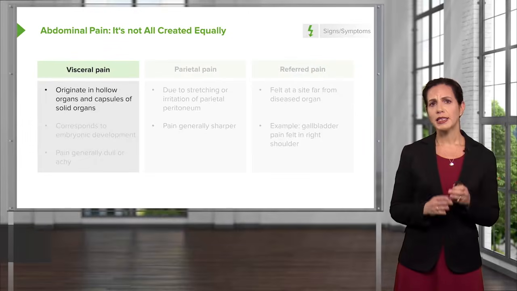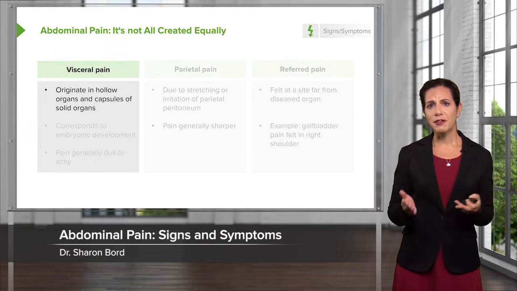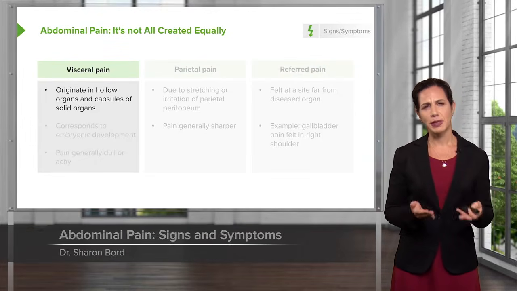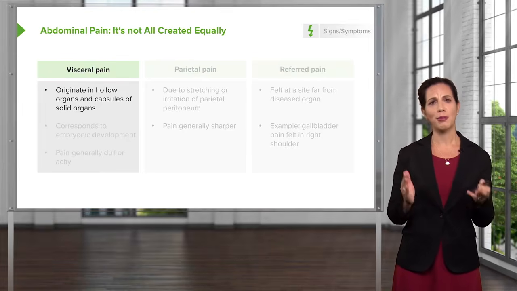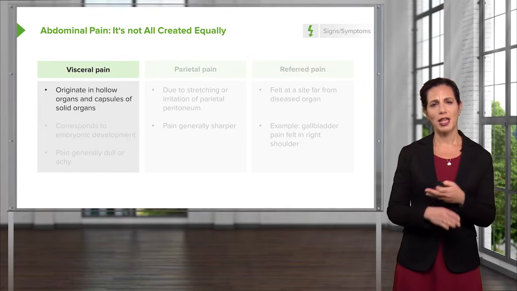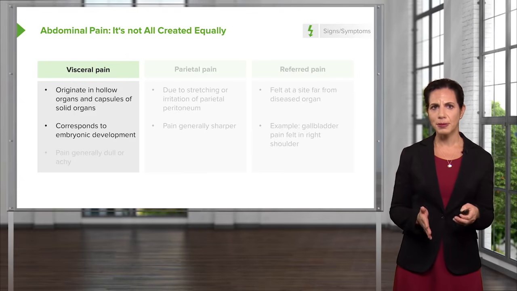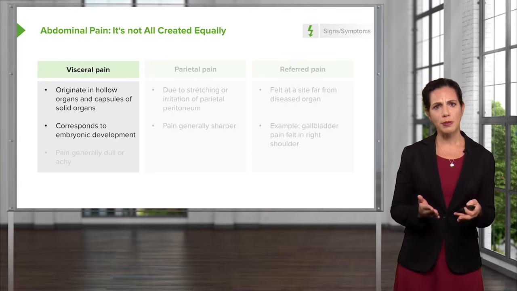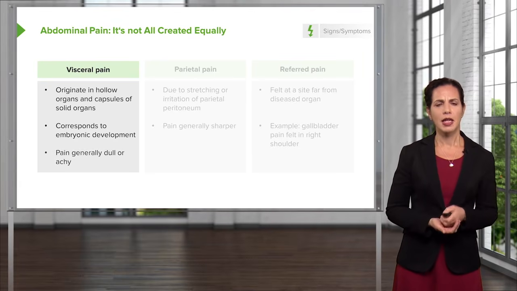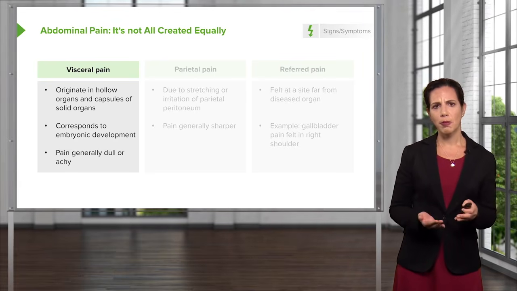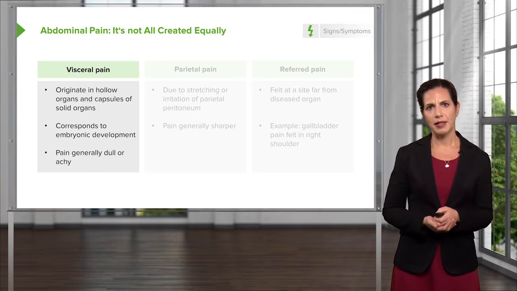So abdominal pain is not all created equal. There's different kinds of ways that patients are going to explain pain, and it all has to go back to embryology. So it all has to go back with how the organs developed. So there's visceral pain, and visceral pain originates in the hollow organs and the capsules of the solid organs. This corresponds to embryonic development. Pain generally related to visceral pain is a dull or achy pain.